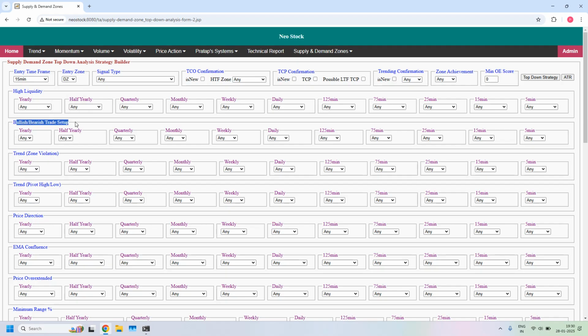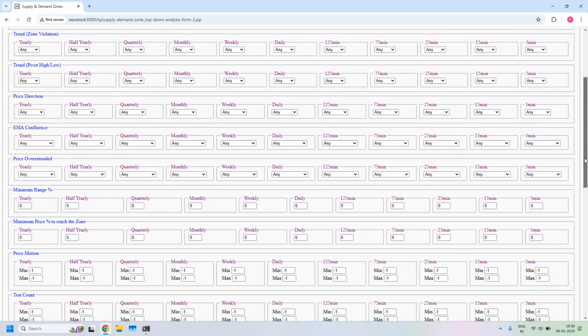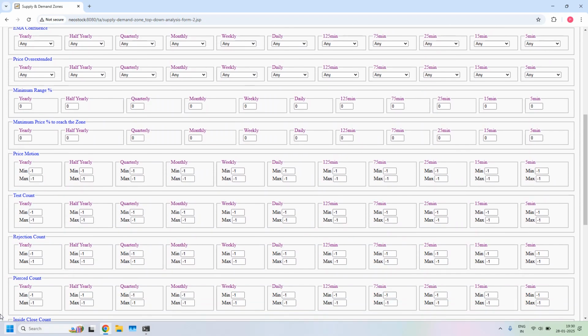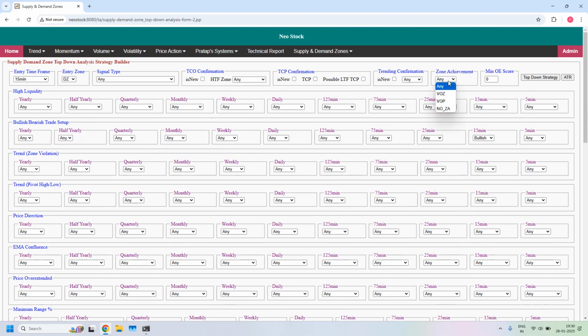In bullish or bearish trade setup at 15 minutes time frame, I am selecting bullish. And this 15 minutes demand zone should not be pierced. So in the pierced count parameter at 15 minutes time frame, I am setting minimum value 0, maximum value 0. Zone achievement violated opposing zone, minimum odd enhancer score 12. All 3 filters are applied to 15 minutes demand zone.